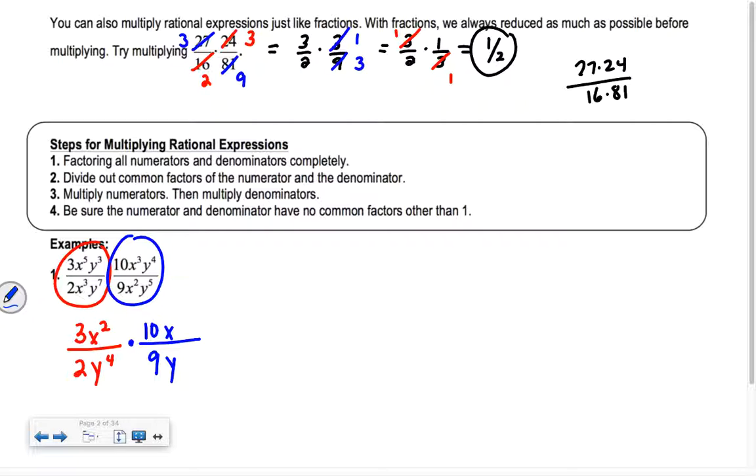So let's start reducing out these numbers. So my 3 and my 9 can reduce to 1 and a 3. And the 10 and the 2 can reduce to a 5 and a 1. So right now I have 5, and I have x squared times x, so I'm going to write x cubed over 3, and I have y to the 4th times y, which is y to the 5th. So quick check, can it go down any further? No, because I don't have any x's on top and bottom or y's on top and bottom, so I am done. That's your answer.